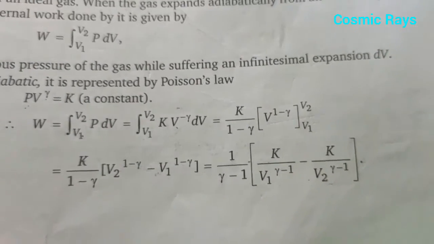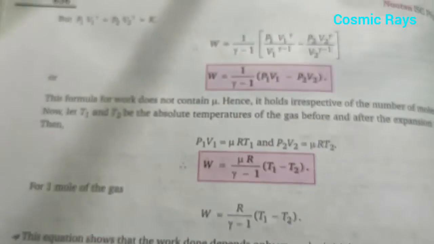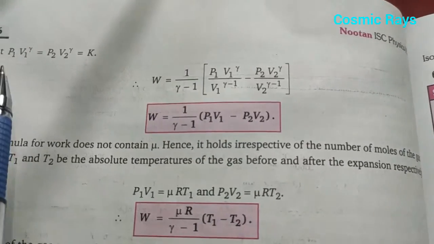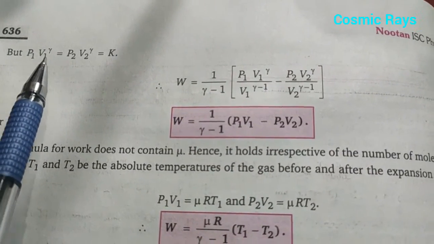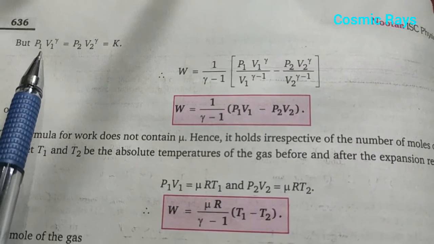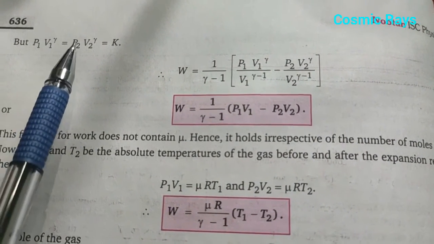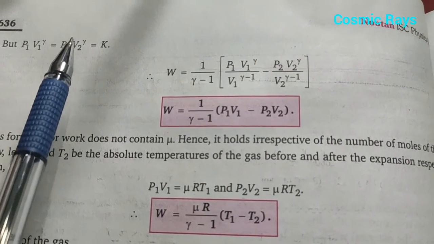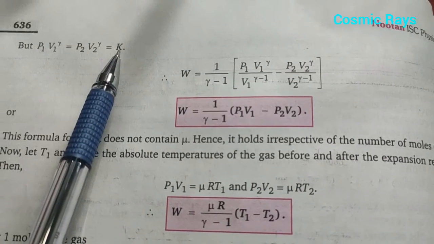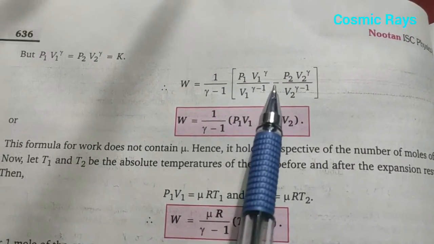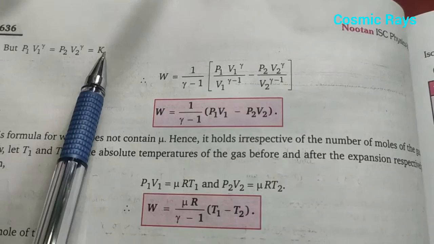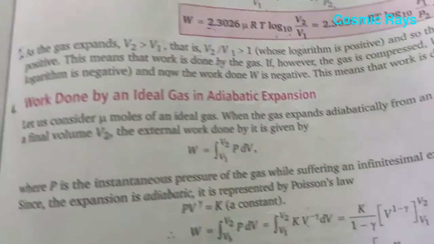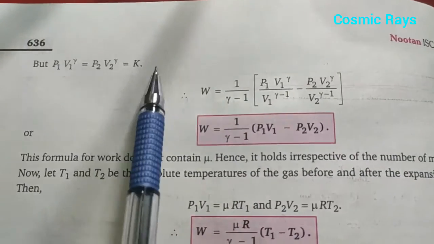Now again what we do is, here the adiabatic constant is PV to the power gamma equal to K. Now we have two pressures and two volumes, so we write P1 V1 to the power gamma is equal to P2 V2 to the power gamma equal to that constant K. And here, in the previous equation we had K, so we substitute the value of K from this equation.